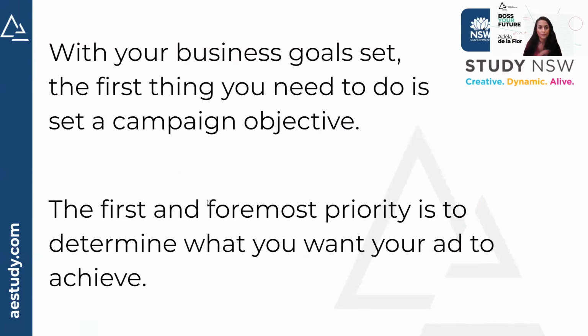So with your business goal set, the first thing you need to do is set a campaign objective. So you decide, okay, what do I want to achieve with this campaign? The first and foremost priority is to determine what you want your ad to achieve. So basically, what I've been explaining, you definitely need to have a very clear picture of your goal. Where are you going? It's like if you put in a GPS the exact address, your GPS will take you there. So this is the same. You need to know, this is what I want to achieve. And then we work from that to create the campaign and the ad objective that is going to take you there.